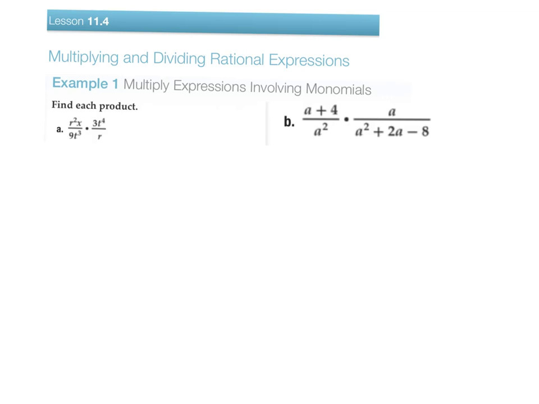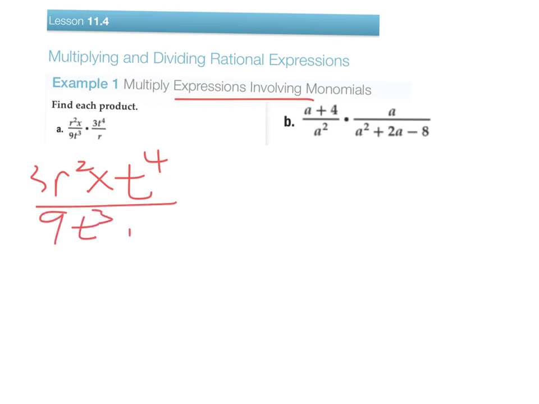Okay, to do multiplication, all you do is multiply the letters by counting and multiply the numbers. So we have an r squared, and we have an x, and we have a t to the 4th, and we have a 3 on top, and then on the bottom we have 9t cubed and r. All I do is put them together. Once you have them together, we do our division.